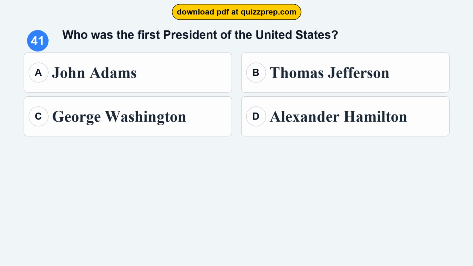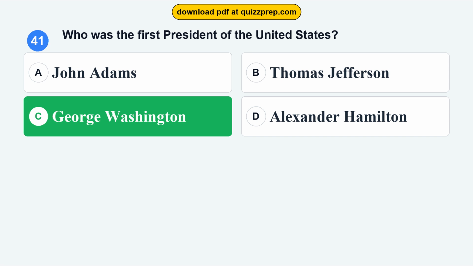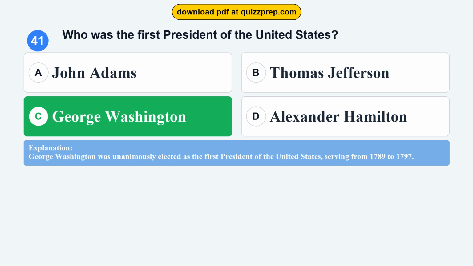Question 41. Who was the first president of the United States? Option A, John Adams. Option B, Thomas Jefferson. Option C, George Washington. Option D, Alexander Hamilton. The correct answer is option C, George Washington. George Washington was unanimously elected as the first President of the United States, serving from 1789 to 1797.